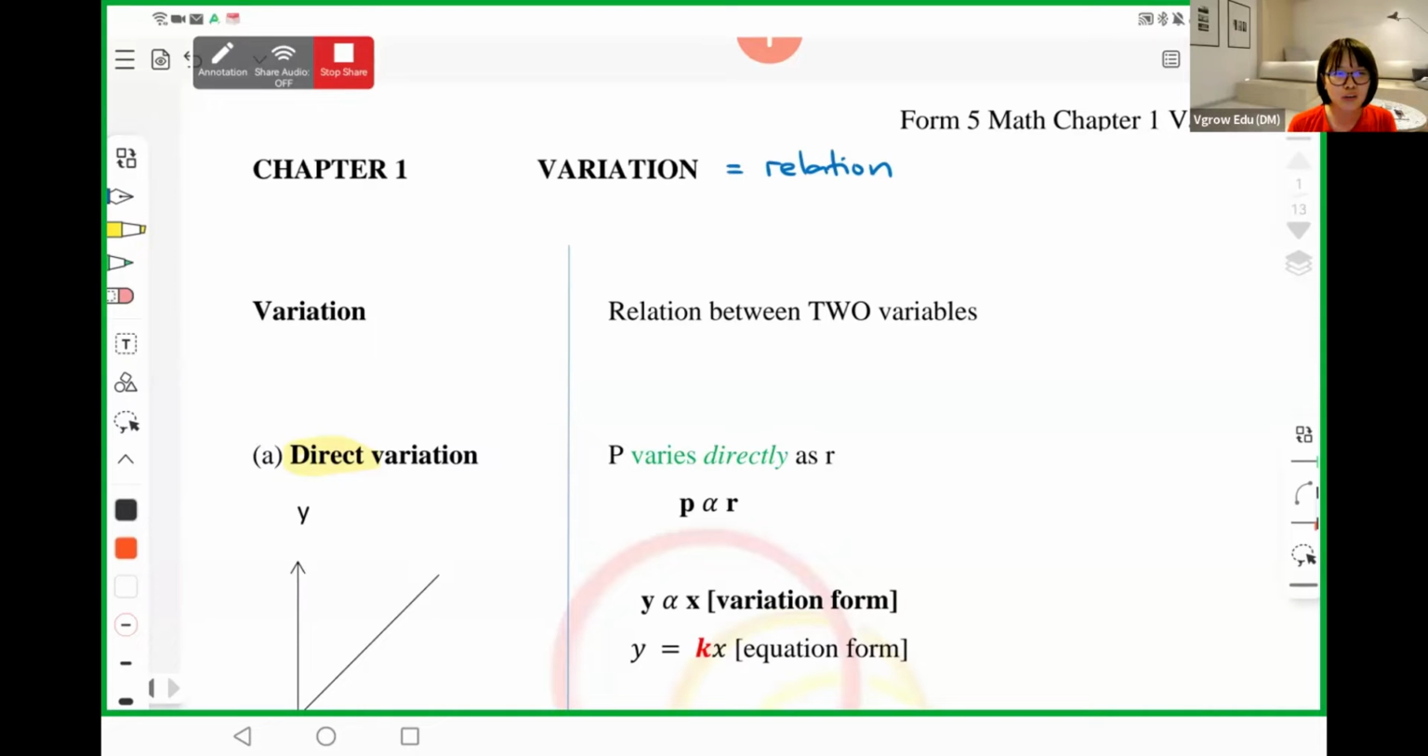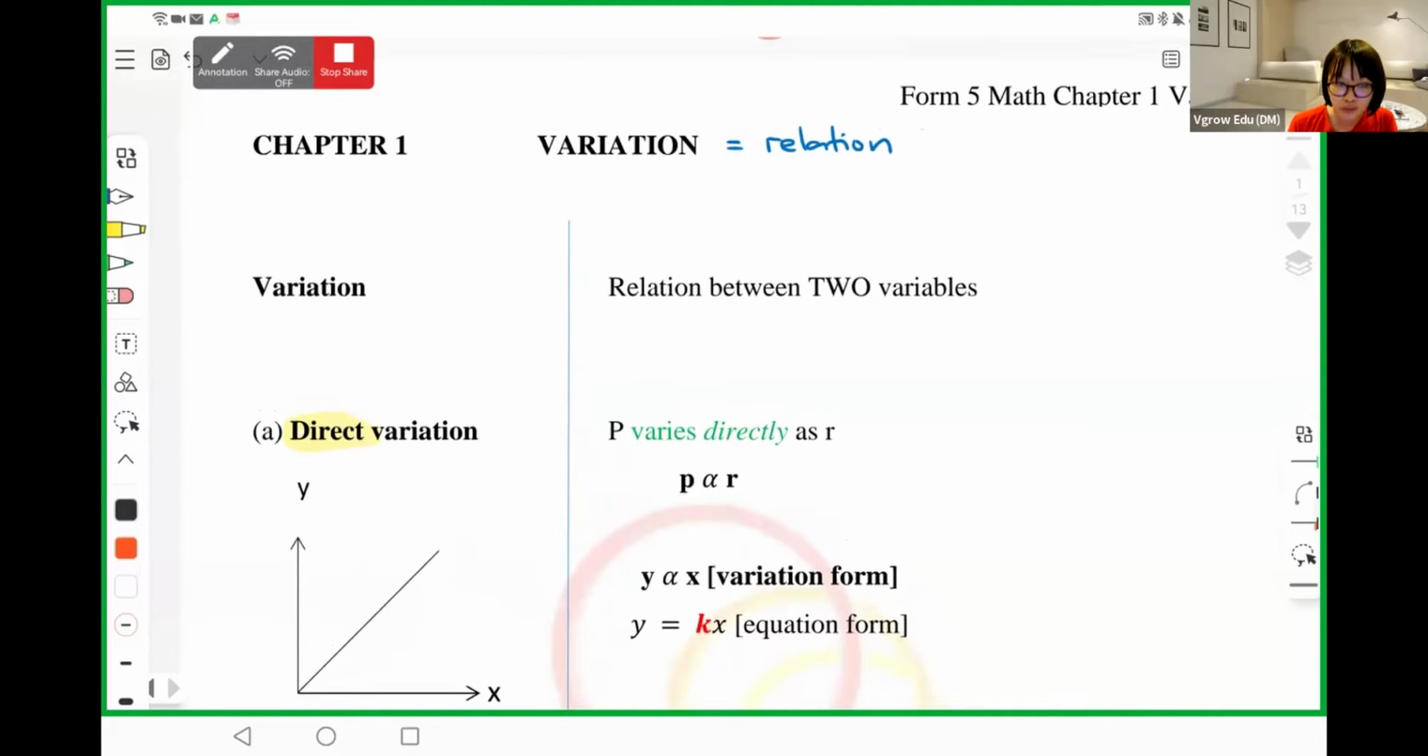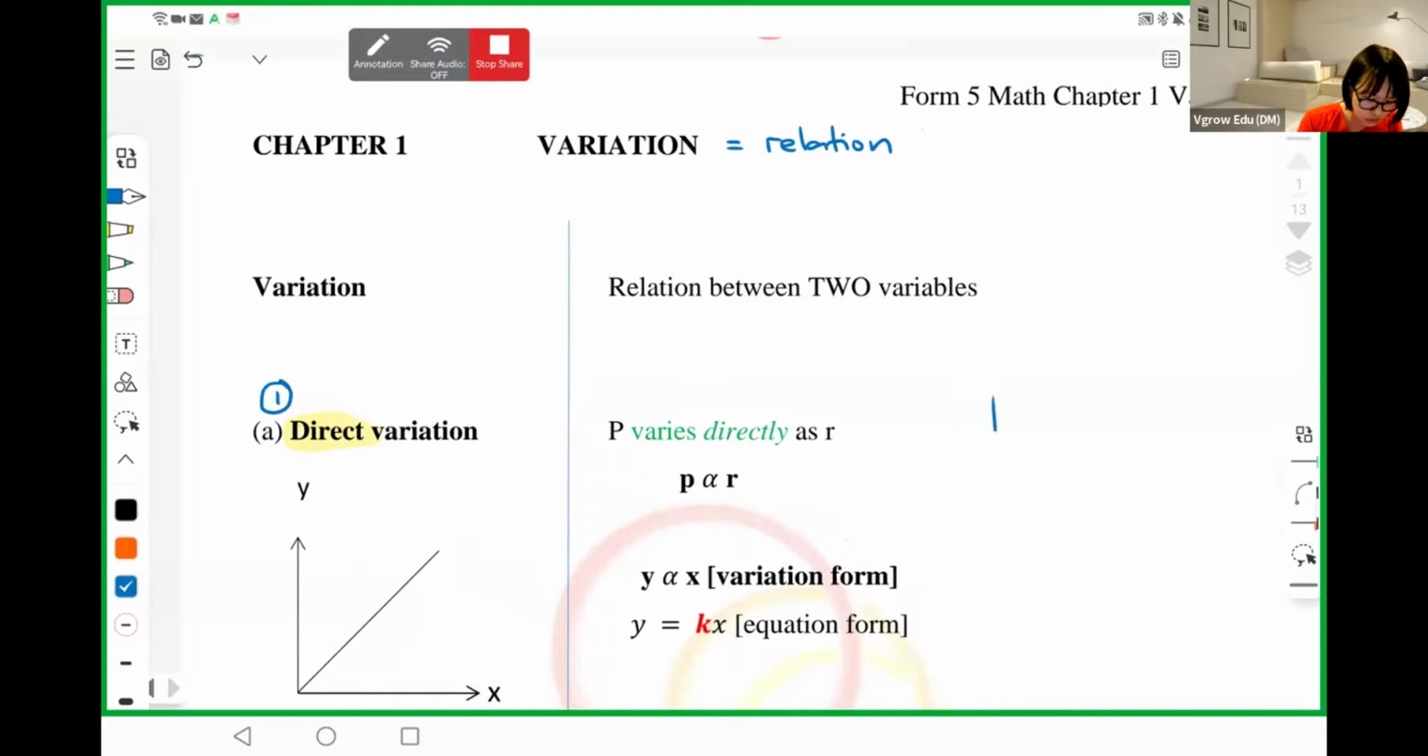So we are talking about chapter 1, variation. Variation is about relation, hubungan antara dua pemboleh ubah, so the relation between two variables. We have two types of variation. The first one is direct variation. For direct variation, assuming we use x, it means if x increases, y also increases.